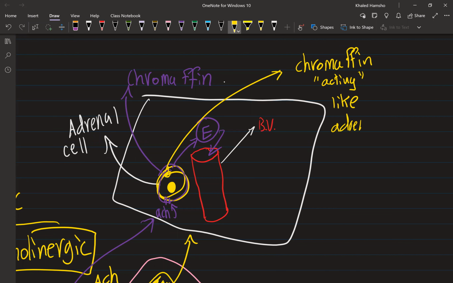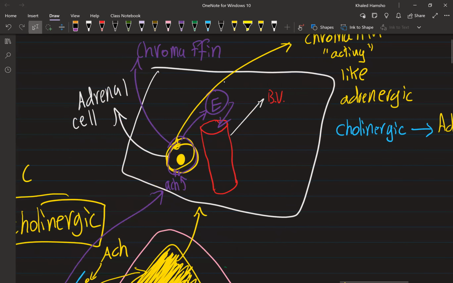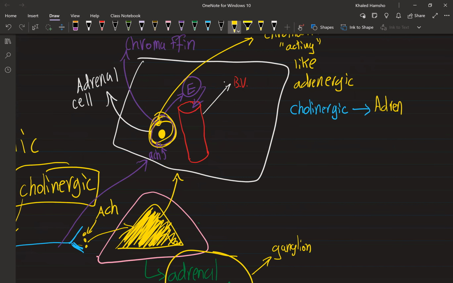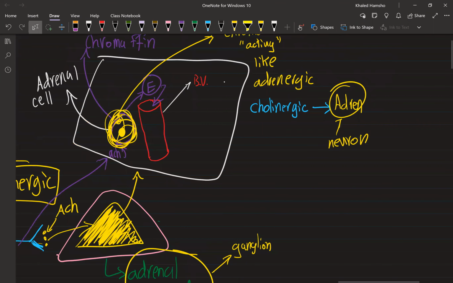So in the sympathetic pathway, the first one is cholinergic, and the second one is adrenergic. The same thing happens in the adrenal gland. The only difference is it's the cell that does it this time instead of the actual neuron. So instead of this being a neuron, it's just a cell. That's it. It's a chromaffin cell.